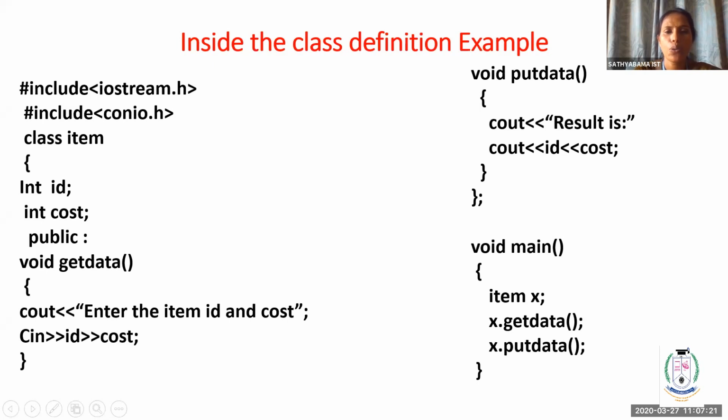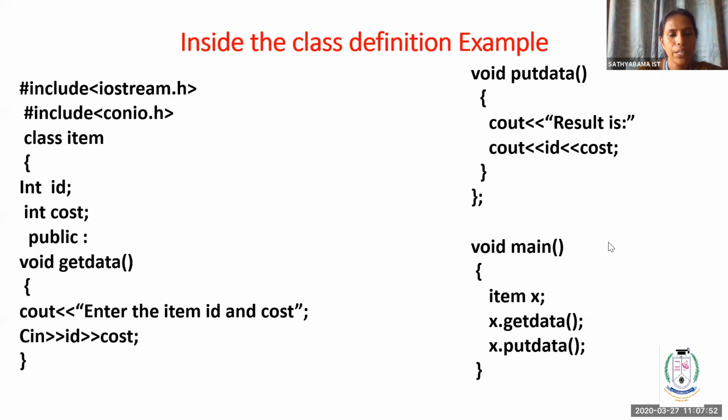Now, how do we define the function inside the class? That is very simple. Like a general program, we include the header files and start the class structure. Inside the class item, we have two private data members, and inside the public section we have two member functions, getData and putData. But in the previous example, we defined both getData and putData outside the class.